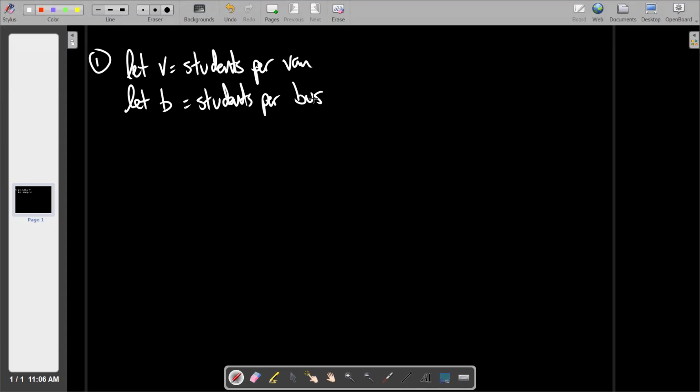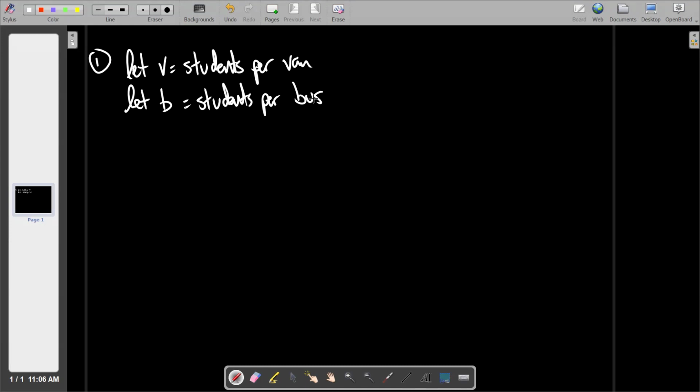Okay, so we've decided on our variables. We've told the world what they stand for. We know our mission, and now it's time for step two. What's step two? Write the equations. And generally you're going to find there'll be an equation for each person or each school or each situation, whatever the case may be.